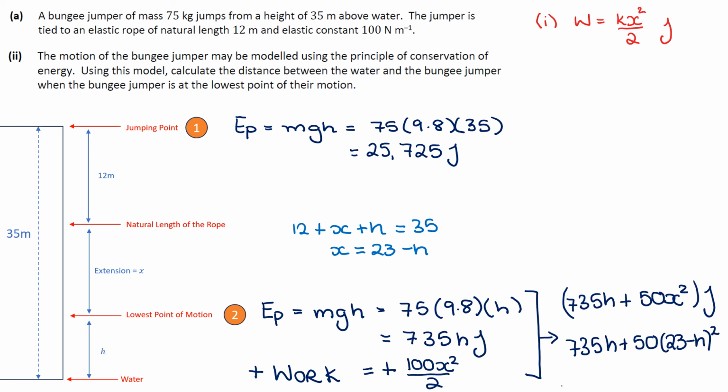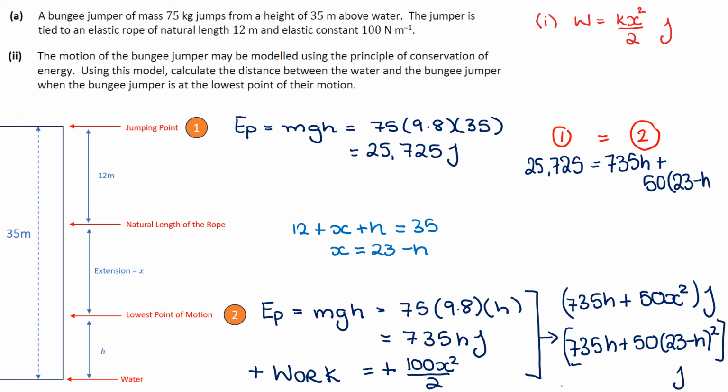So what we know, and again, if you want to keep our units on that, it's going to be in joules. So what we know is the energy at position 1 will be equal to the energy at position 2, meaning 25,725 should equal 735h plus 50 times (23 minus h) squared, and we're going to expand that bracket, tidy that up, we should get a nice quadratic and solve that for h.